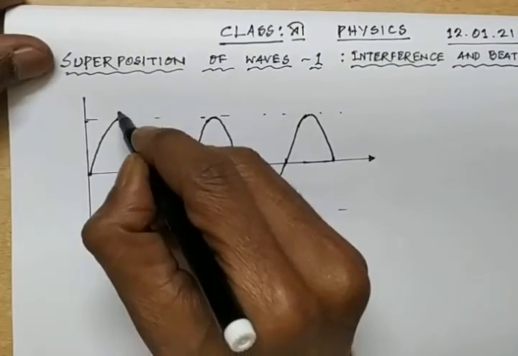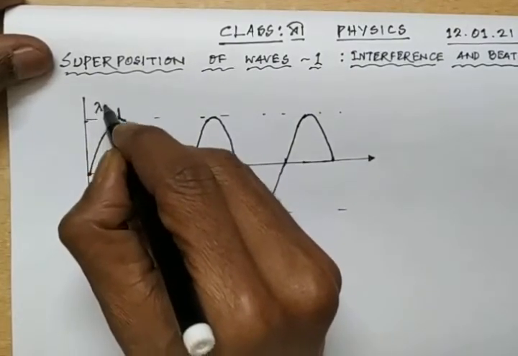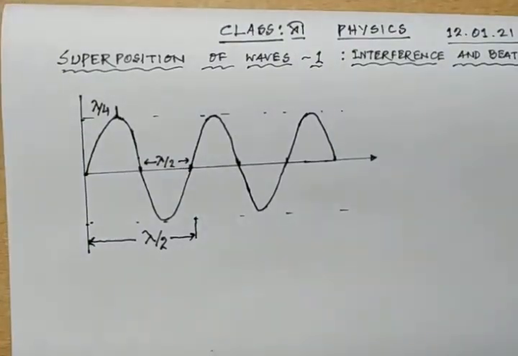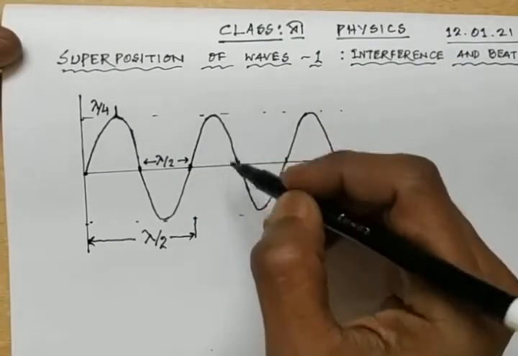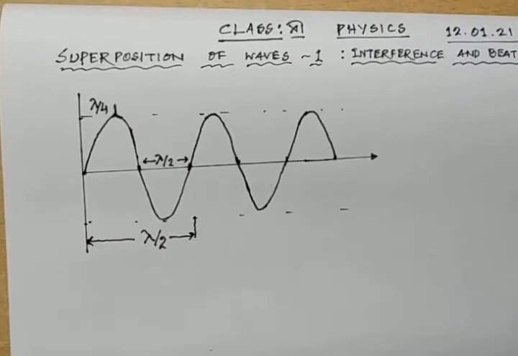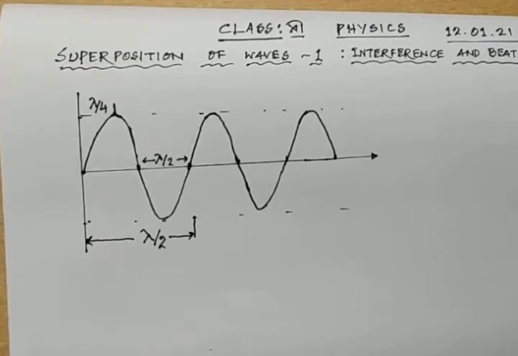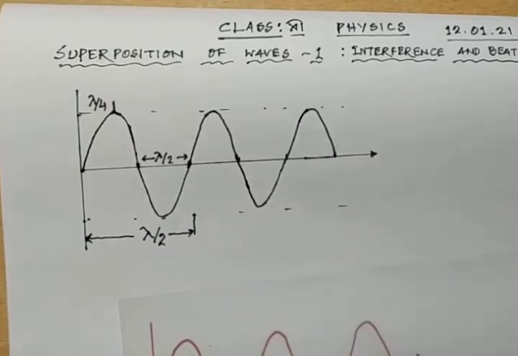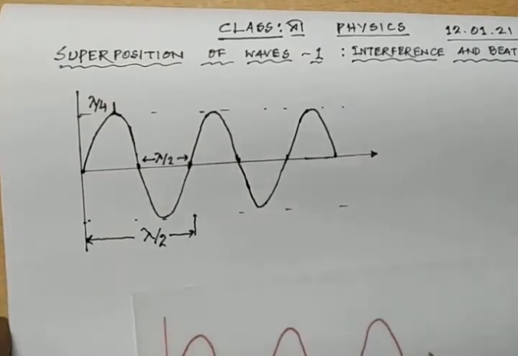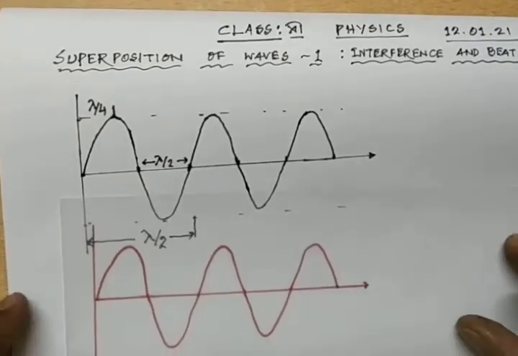And here it should be lambda by 4, a quarter of the wavelength. This is the amplitude of the wave. We all know this. Superposition means when one wave falls on another wave. See how it actually happens. Let us assume this is another wave, and this wave is falling on the first wave.